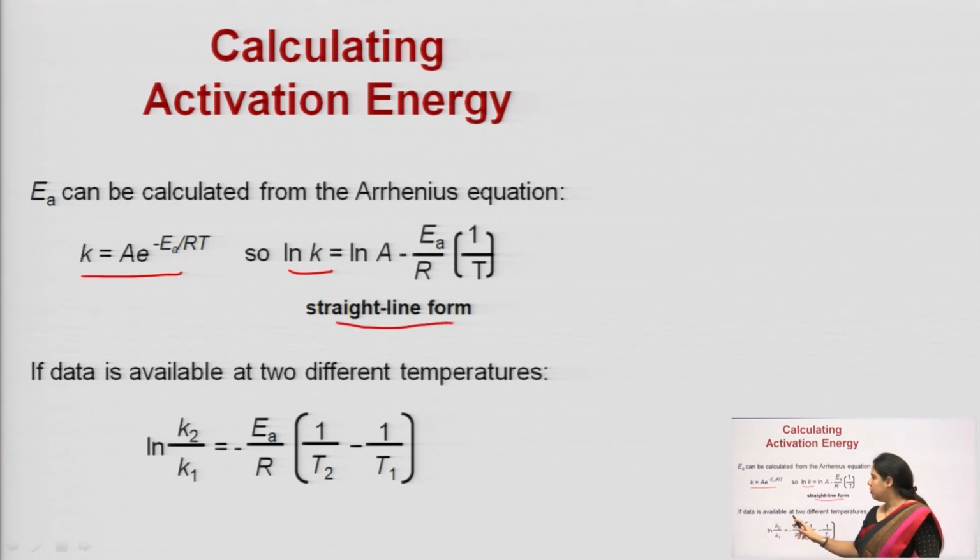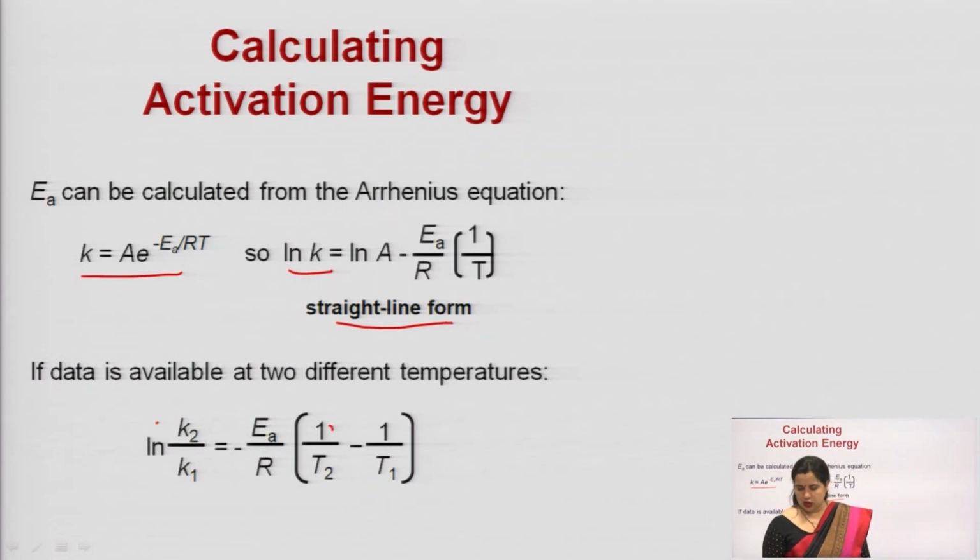If the data is available at two different temperatures, we are saying that activation energy is also impacted by the effect of temperature. The integrated form is the general straight line representation for activation energy identification. With two temperatures or two rate constants, E A will be like 1 divided by T 2 minus 1 by T 1. This is how we represent activation energy at two different temperature values.